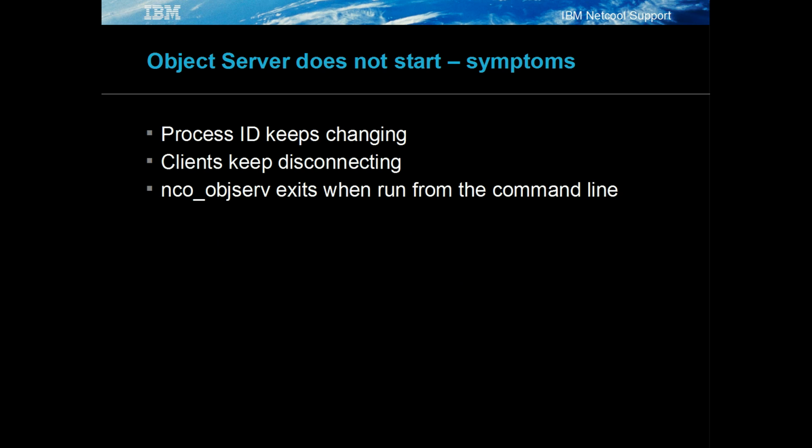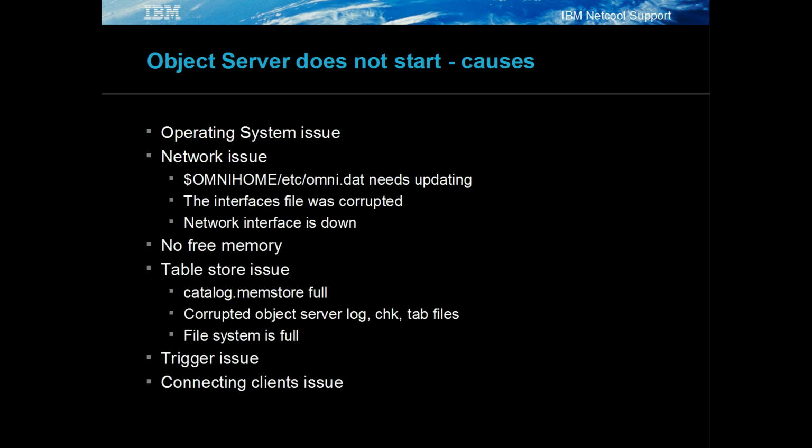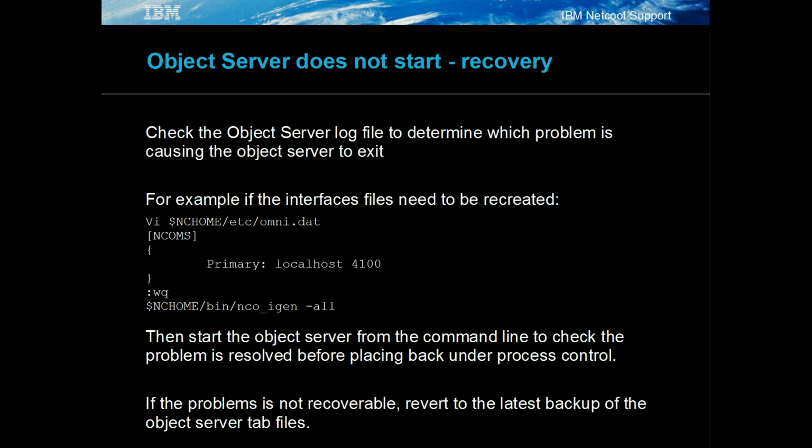The object server can exit without running properly. Under these circumstances, the process ID under process control keeps increasing, and any client connecting is exited. When the object server is run from the command line, it returns the command line prompt. The cause of this type of behavior is listed here. Check the system and object server log file for messages to resolve the issue. For example, try setting the host to localhost or just recreate the interfaces file using the nco_igen tool. Then start the object server from the command line.